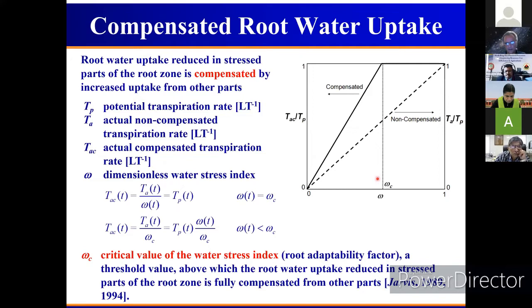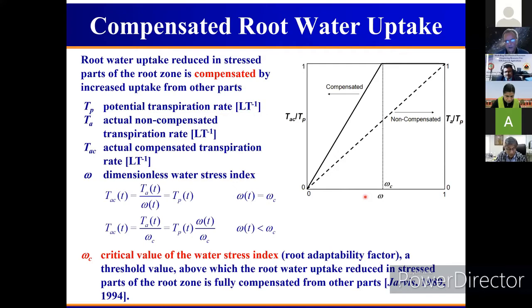So what do we do here? We define something which we call the critical value of the water stress index. The water stress index is defined as the ratio of the actual and potential transpiration. If this ratio is larger than this critical value of the water stress index, then the root water uptake reduced in the stressed parts of the root zone is fully compensated from other parts of the root zone. If we get below this point, then we still compensate for the stresses, but not fully, and we do have a reduction of the potential transpiration.